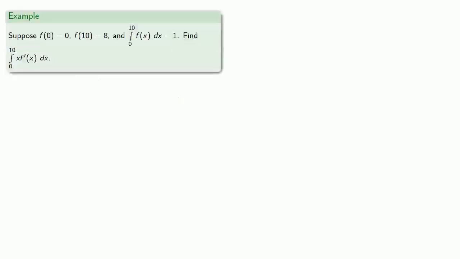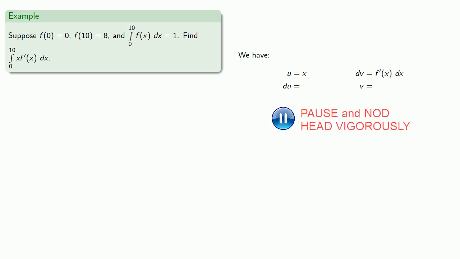So, for example, suppose I know f of 0 and f of 10, and the value of some integral. Let's find the integral of x f prime of x. So we'll set up for our integration by parts. We'll choose a u and a dv. That means we need something to differentiate and something to anti-differentiate. And let's try u equals x and dv equals f prime of x. So we'll differentiate and anti-differentiate.